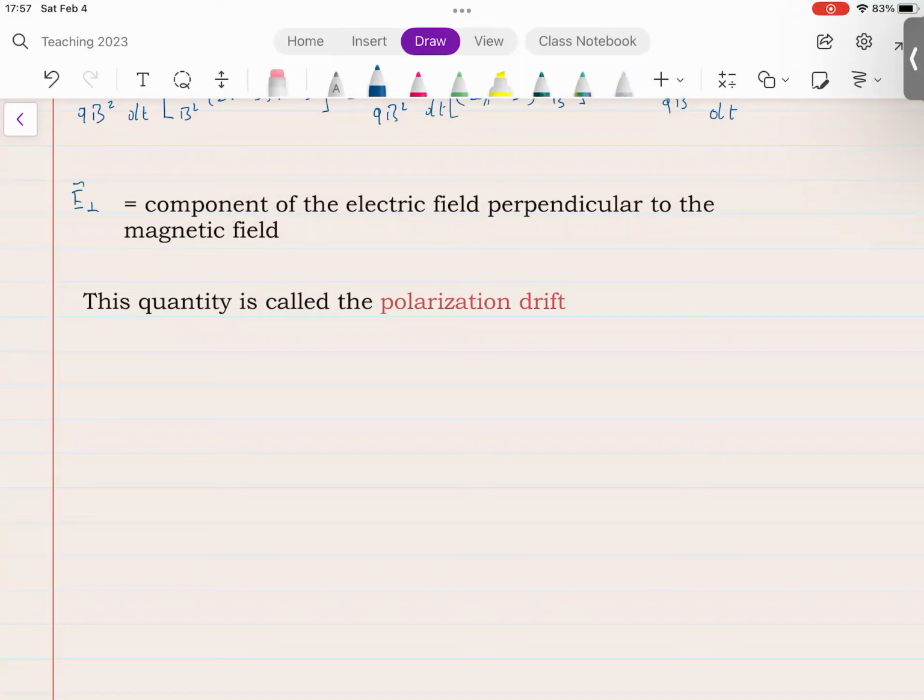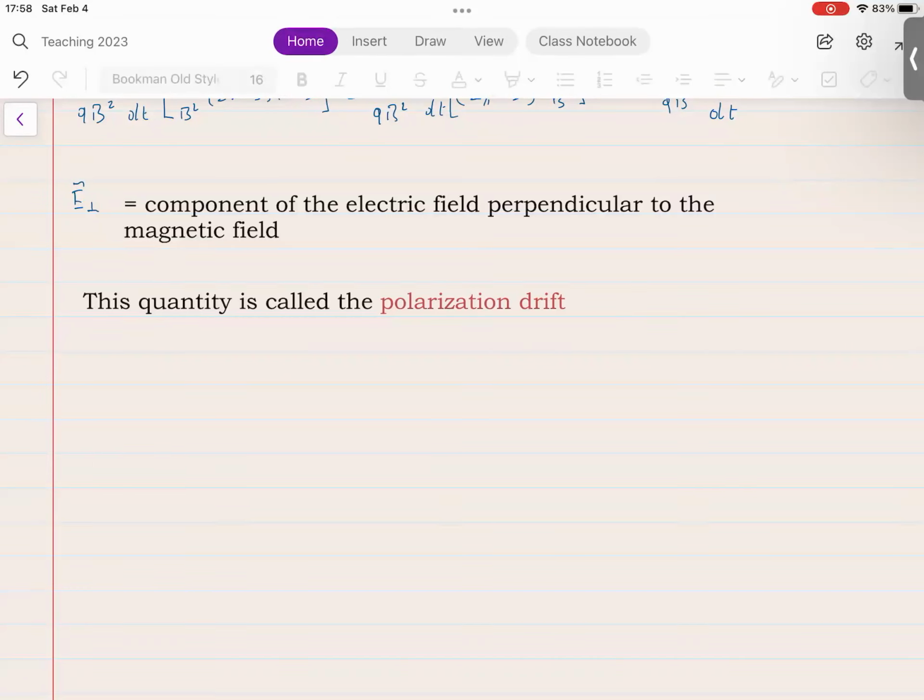Okay, we found us a new drift. Notice that this will actually also occur if you have a sudden variation, or a fast variation of the electric field, or at least the perpendicular component of the electric field. Now, I see we don't have a lot of time left, but let's at least get started.